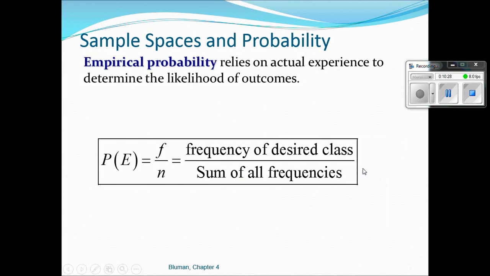Next up, we're going to look at empirical probability. Empirical probability is kind of the same concept, except we're looking at actual experiences. We're not looking at things that are necessarily by chance. So it's still the same concept: the probability of some event is the frequency in that desired class. Whatever we're looking for, how many times did something fall into that class? And then this is divided by the sum of all the frequencies.